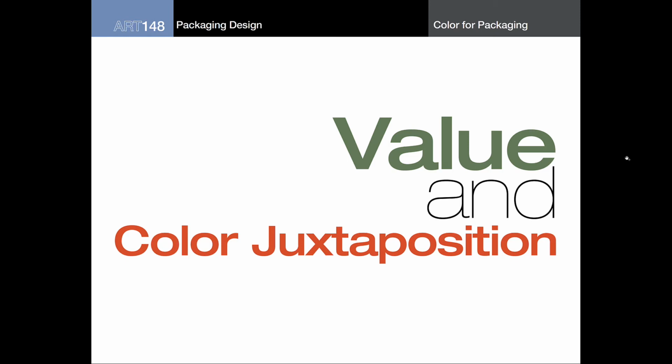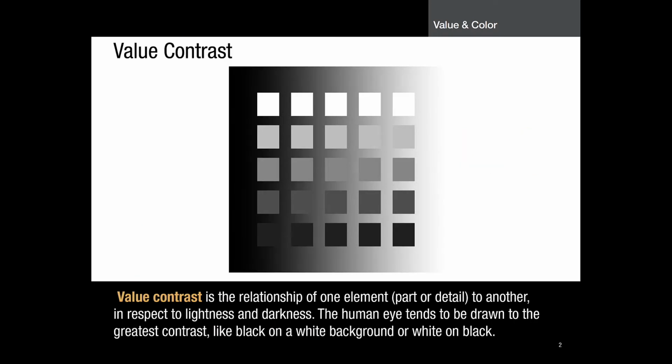When we talk about color, we also have to talk about these two qualities here: value, which is the relative lightness or darkness of your colors, and also the color juxtaposition. And what that means is, what do the colors look like when they're placed next to each other? So, value and contrast is the relationship between the various lightness or darkness.